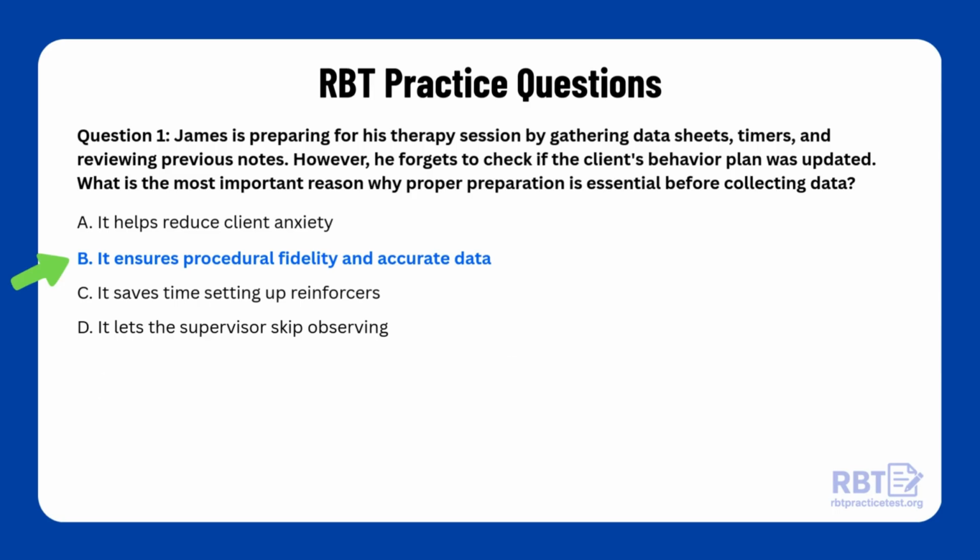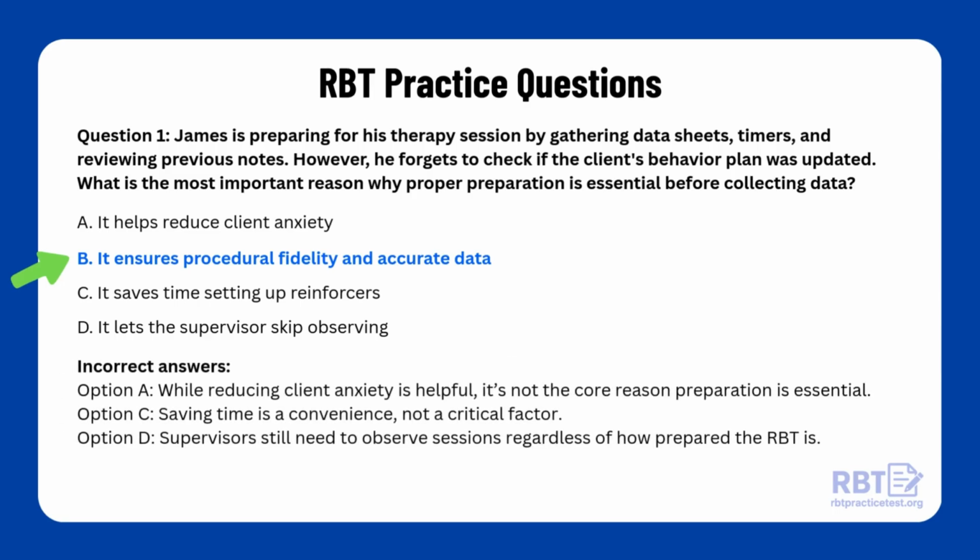Now for the wrong answers. A is wrong because while reducing client anxiety is helpful, it's not the core reason preparation is essential. C is incorrect, since saving time is a convenience, not a critical factor. D is not right, because supervisors still need to observe sessions regardless of how prepared the RBT is. That's why answer B is the strongest choice.